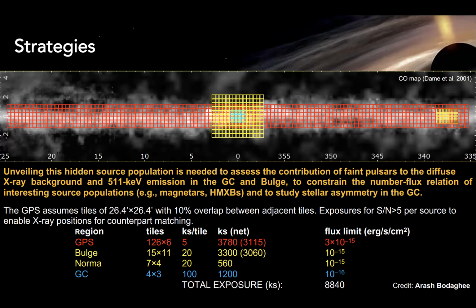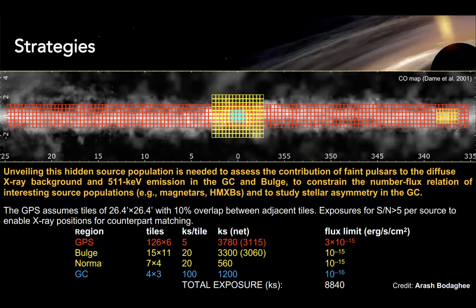times better flux limit will be spent on the bulge and normal areas, with an even deeper pointing of 100 kiloseconds spent on the galactic center, and the total exposure will be about 9 megaseconds. And this survey will enable us to unveil the hidden source population and to assess the contribution of faint pulsars to the diffuse X-ray background and 511 keV emission.